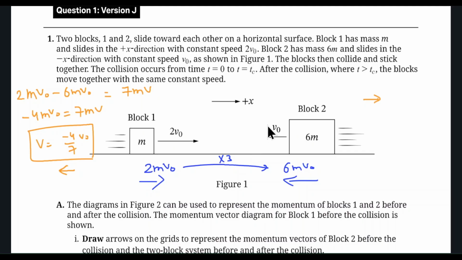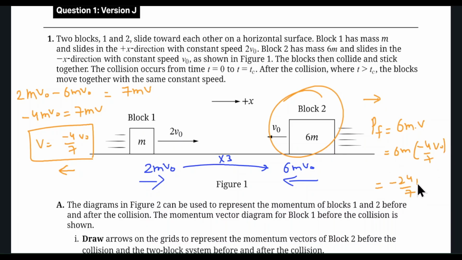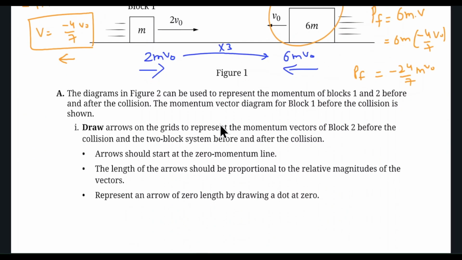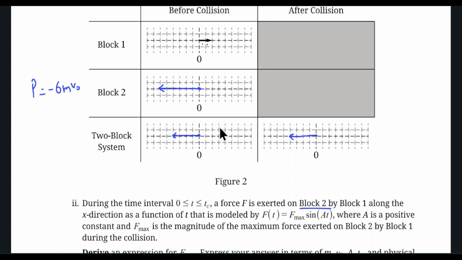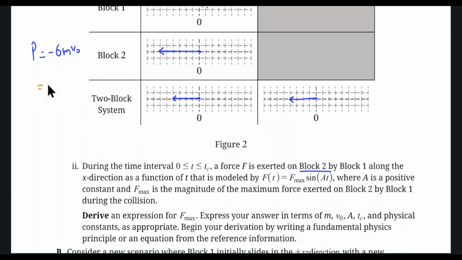So what is the final momentum of block 2? The final momentum of block 2 will be 6m multiplied with v, which is 6m multiplied with negative 4/7 of v0, which is negative 24 over 7 mv0. That is the final momentum. So negative 24 over 7 mv0, I'm going to write that here, that is P initial, and this is P final.